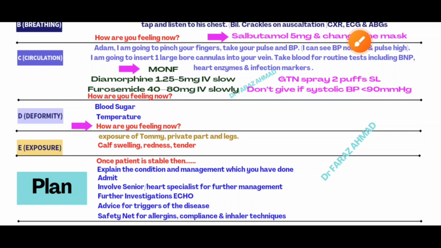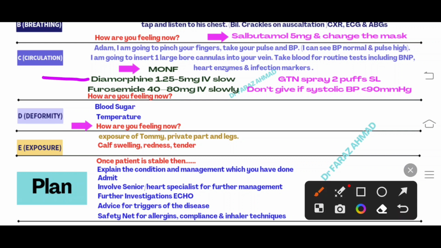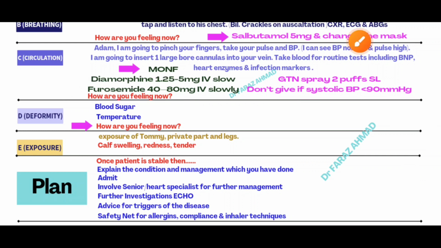So what we will do now, we will give the diamorphine. So in the heart failure station, please don't forget diamorphine. You can give 1.25 to 5 mg IV slowly. The most important thing in the heart failure station is furosemide. Then you will go for the 40 mg of furosemide, and you can give GTN spray 2 puffs. You only have to give the GTN spray if blood pressure is more than 90. If blood pressure of the patient is less than 90 systolic, please don't go for the GTN spray.